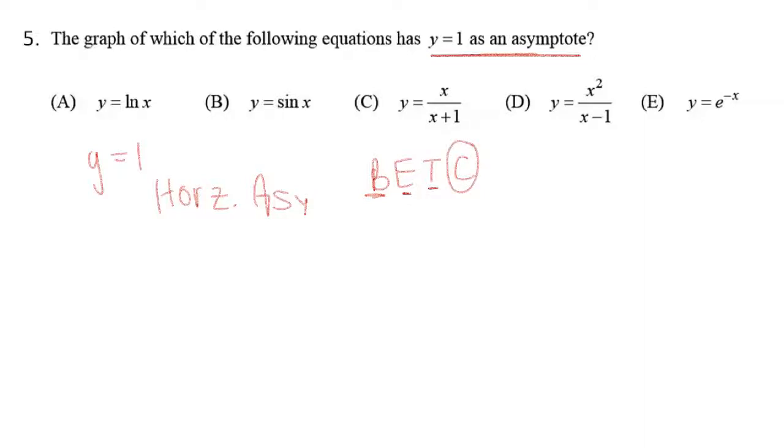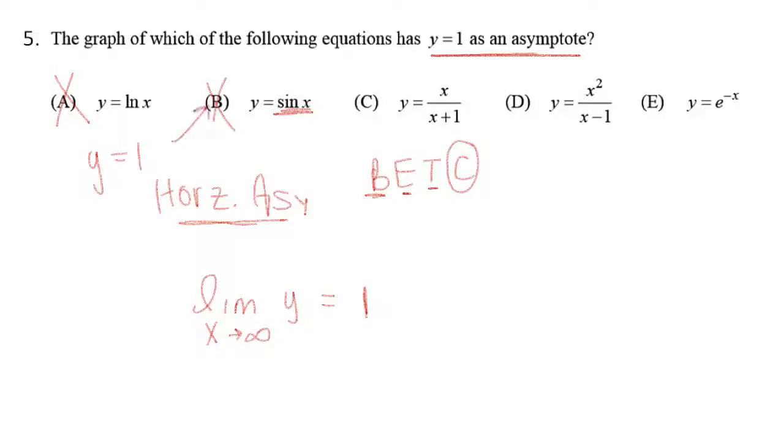So looking at A, we're not going to have a horizontal asymptote of 1 here. Here with sine, no, not necessarily. Well, let's look at C. If we did the limit, because we can do that for horizontal asymptotes, we can talk about the limit as x approaches infinity of my function y. I need to get an answer of 1.